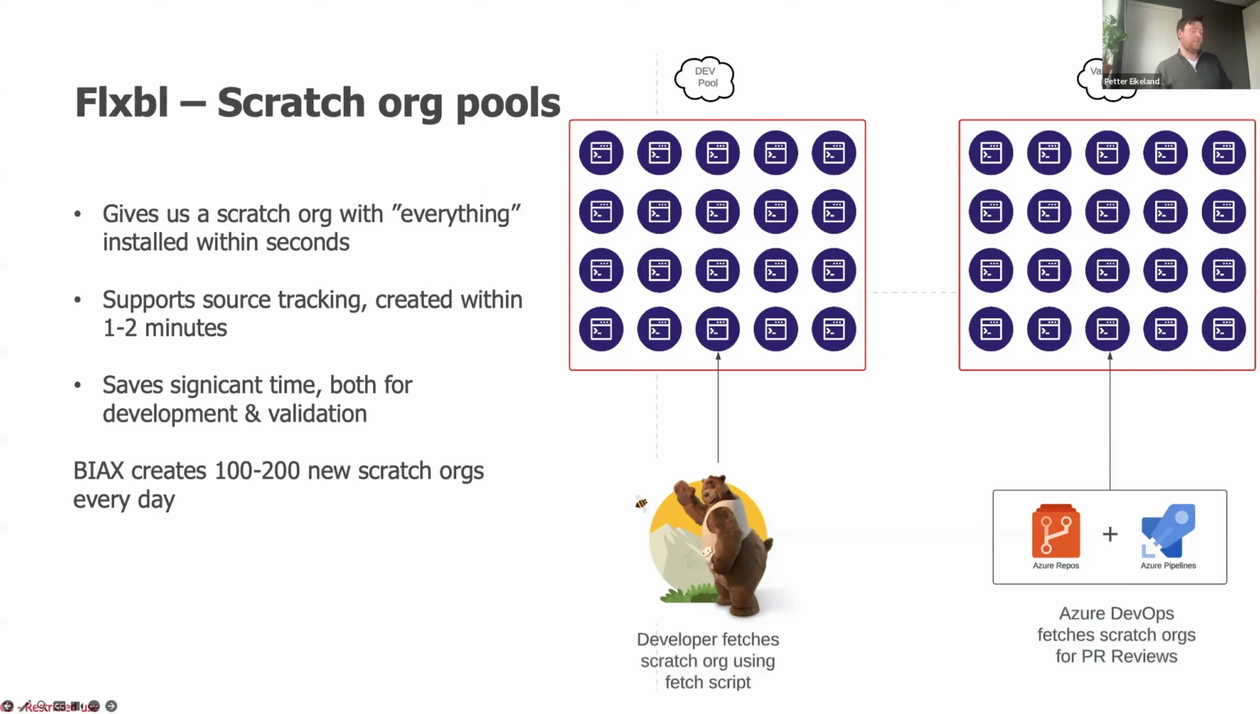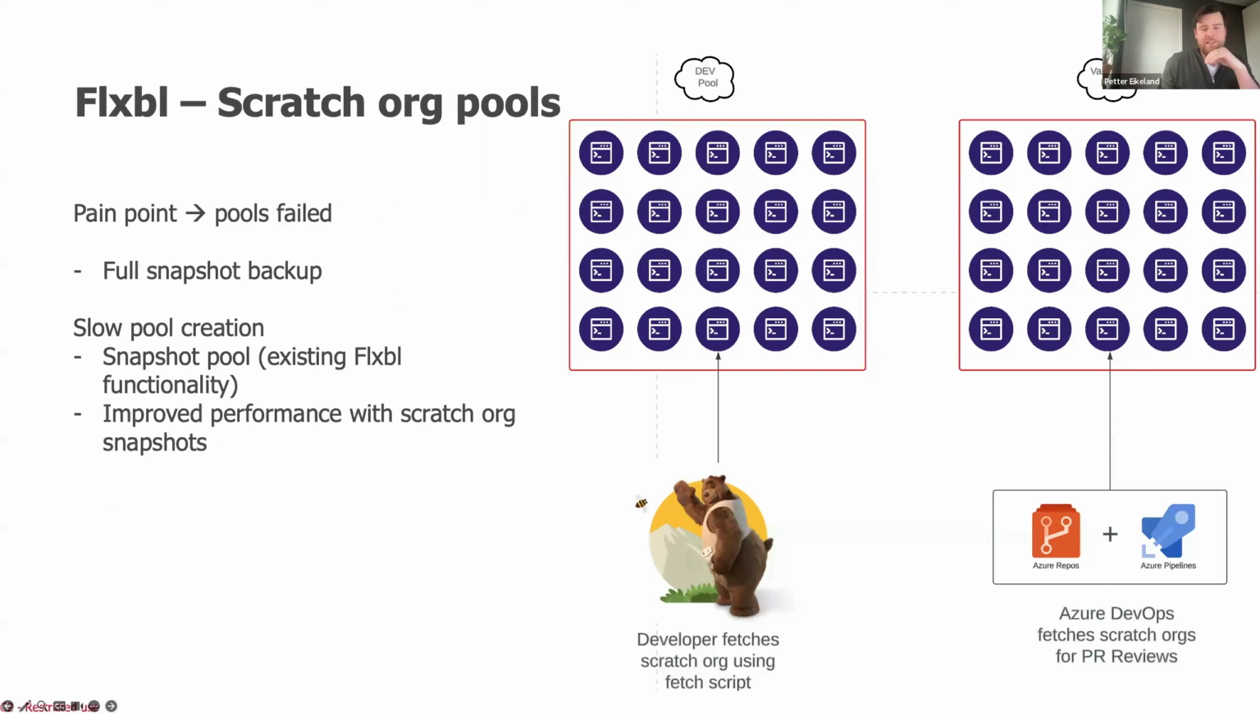So for us, we're actually using up to 100 to 200 Scratch Orgs every day to save our development and validation significant time. We get a Scratch Org, everything installed within seconds, and we can also push changes within a couple of minutes. But the obvious question then is why do we need Scratch Org Snapshots when we have these readily available environments after a couple of minutes?